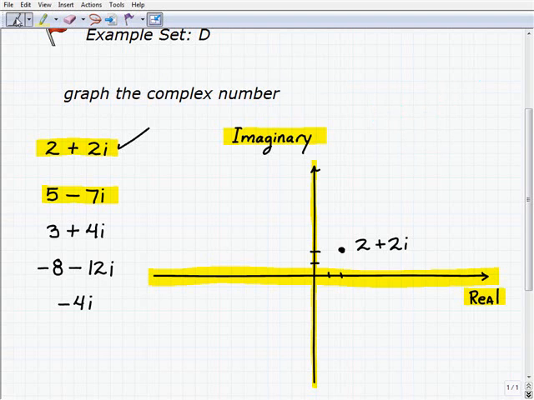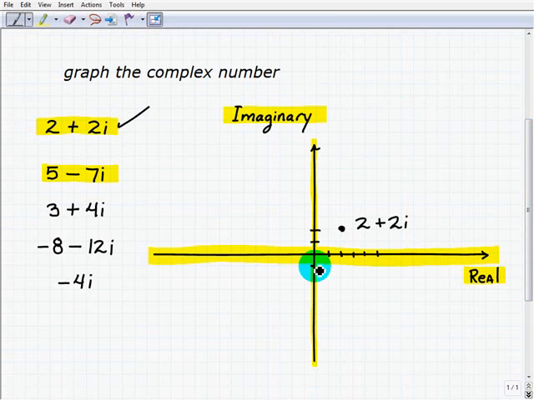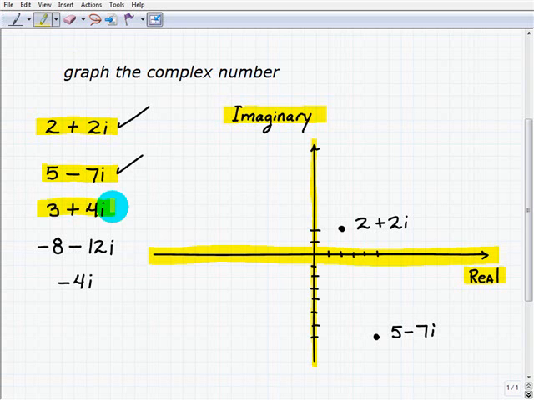Okay, so 5 minus 7i. That's going to be 5 on the real, so we have 1, 2, 3, 4, 5 on the real, and negative 7i on the imaginary axis. So let's go down here. Let's see, 1, 2, 3, 4, 5, 6, 7. Okay, and that's the negative direction. So if I go over 5 on the real number axis, and down negative 7 on the imaginary axis, I've plotted my point. So that is 5 minus 7i. All right, let's look at our next complex number here.